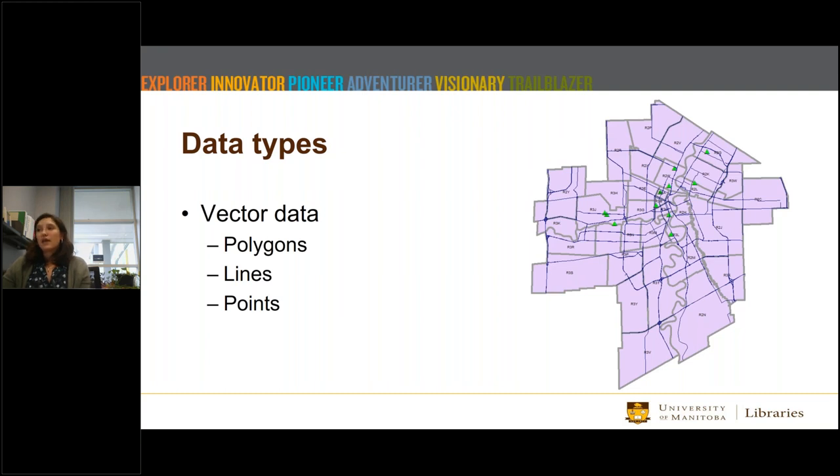So that's the first one, vector data. I don't have a great reason or a great way for you to remember why it's called vector data. You just kind of have to remember that. There are three different data types within vector data. The first one is polygons. That would be a shape, something that has an area.